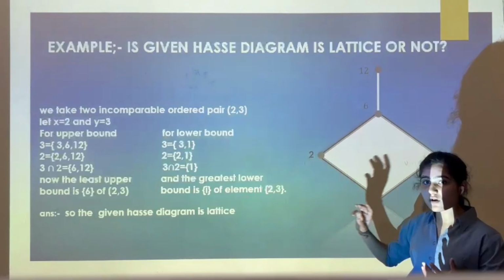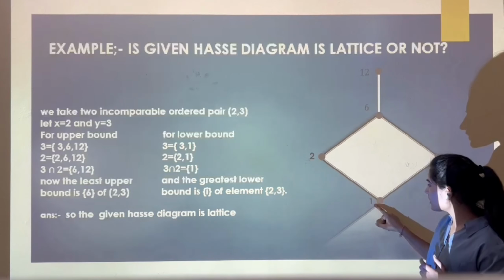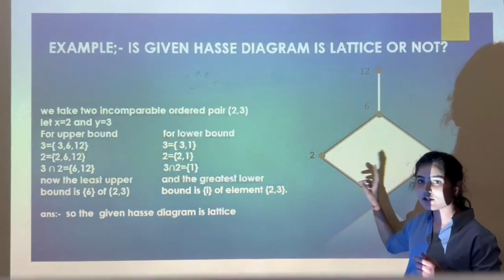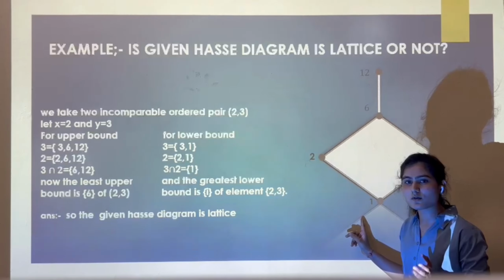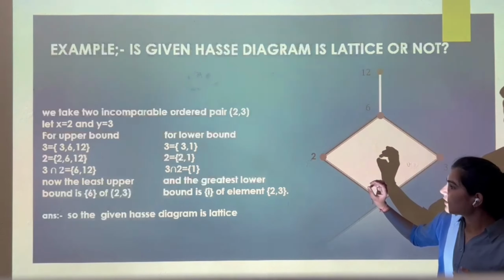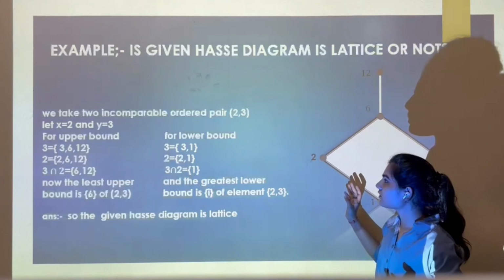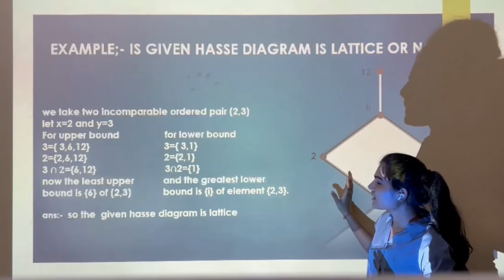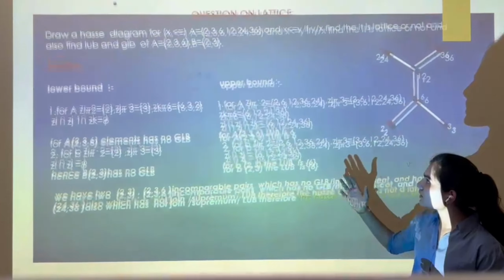But what about the lower bound of these two elements, 2 and 3? The lower bound of 2 is 2 itself and 1. The lower bound of 3 is 3 itself and 1. The intersection of these is 1, the only element here. That's why the greatest lower bound of these two elements is 1. So in this diagram, we have found that they both have a least upper bound and a greatest lower bound, so this particular diagram is a lattice. Let's move forward to the next question.